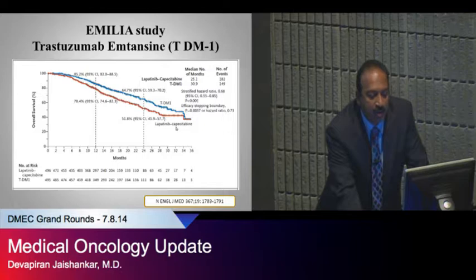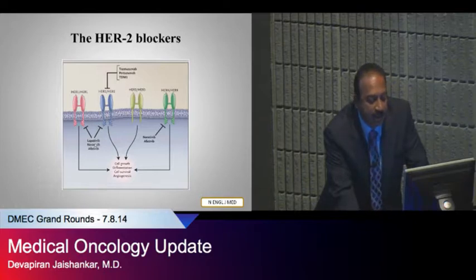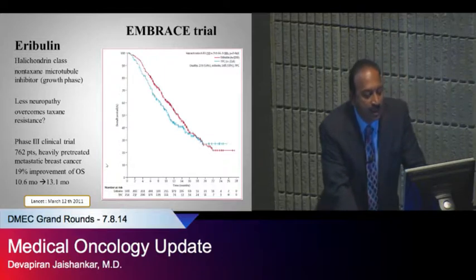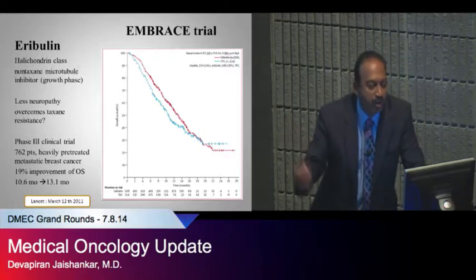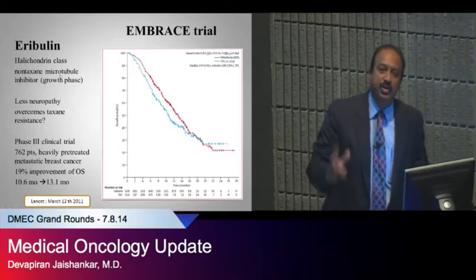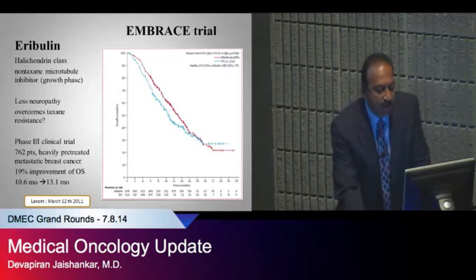So these are the HER2 blockers: extracellular, trastuzumab, pertuzumab, TDM1. Intracellular, these are the small molecule tyrosine kinase inhibitors: lapatinib, neratinib, afatinib. They all affect downstream signaling here. One last drug, which is not a HER2 agent, that you just need to keep in mind. It's a new class of drug called the halichondrin class. It comes from the marine sponge. It's called eribulin. It's a microtubule agent. Most microtubule agents affect the shortening phase of the microtubule, and this seems to affect the growth phase of the microtubule, and therefore seems to have less neuropathy and may overcome taxane resistance.